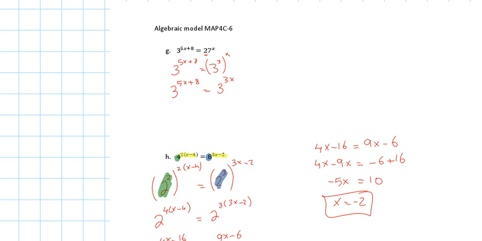Because I have the same base, I can make my exponents equal. Bring the 5x over, so that's going to be negative 2x. And divide by negative 2. So my answer is going to be negative 4. Are we okay with that?